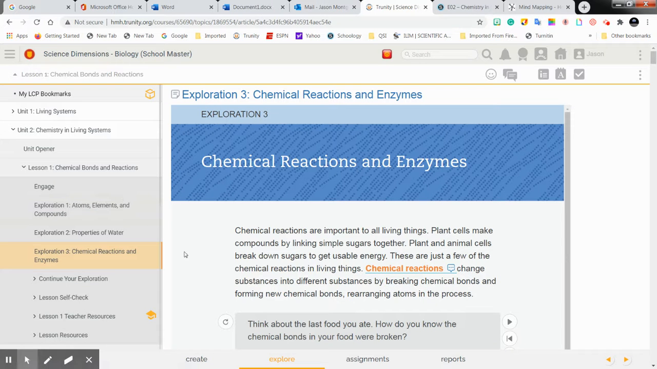Hello, biology students. Today we're going to go over some aspects of lesson one. First of all, you're going to be doing a mind map over lesson one, which is exploration 1, 2, and 3. You've already started doing stuff for exploration 2, but you need to read over this in more detail.